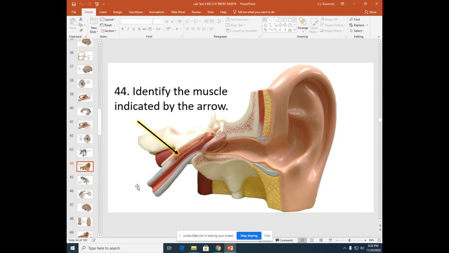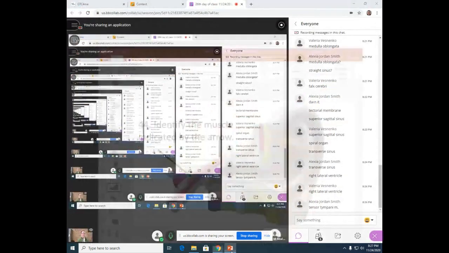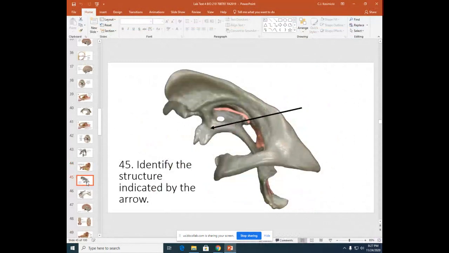What are we looking at? Yes, the tensor tympani muscle. Yep, that's right. Tensor tympani. Good. Yes, she did. All right, identify the structure indicated by the arrow.